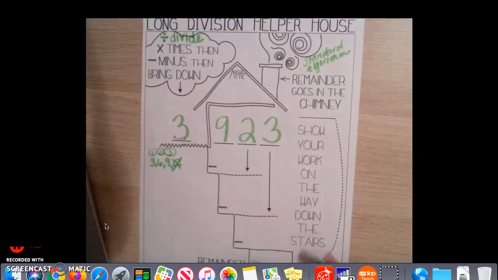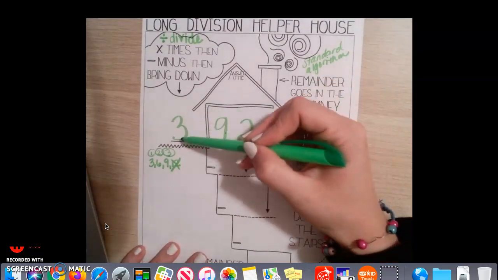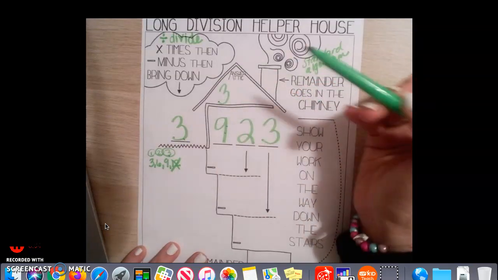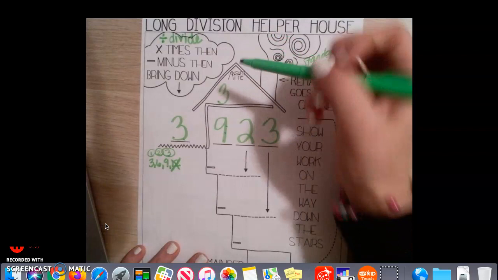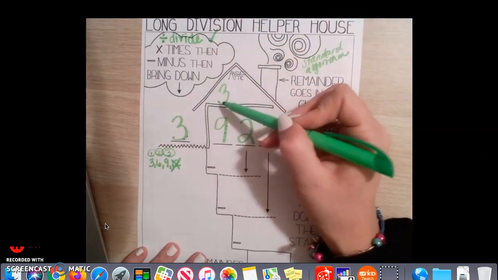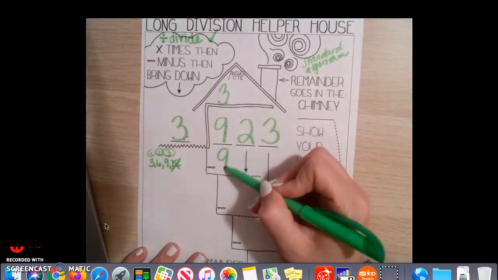Okay, so for our divide step, 9 divided by 3 is 3. And we're going to put that 3 above the 9. So that was divide. Now we're going to multiply. 3 times 3 is 9.